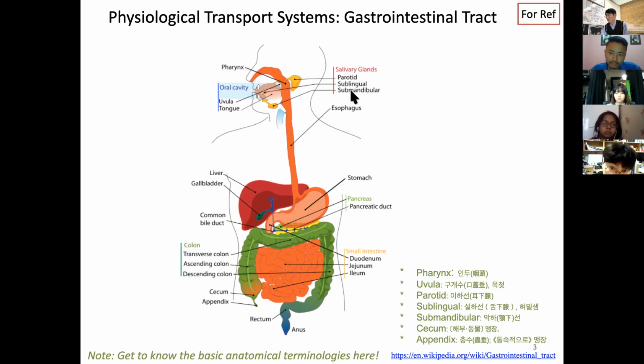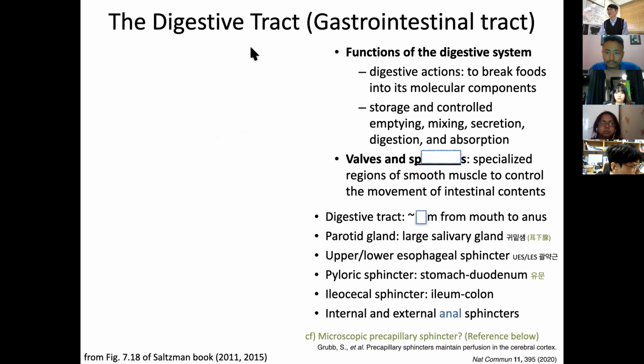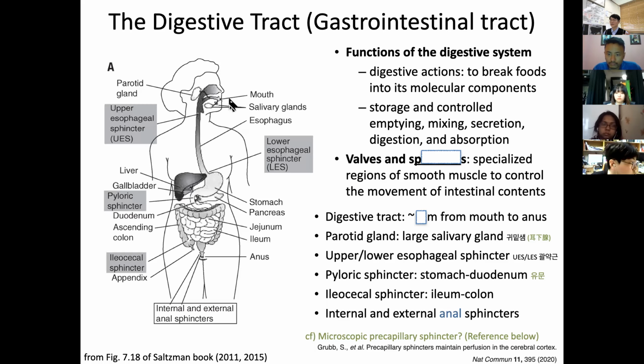So these are a number of basic terminology. Hopefully you make sure you get familiarized, because once you know that you have no problem reading the New York Times about health issues. And let's get down to the digestive tract a little more. So the function, of course, is breaking down foods into molecular components, and storage and controlled emptying, mixing, secretion, digestion, and absorption. So let's come see a little bit different aspects here.